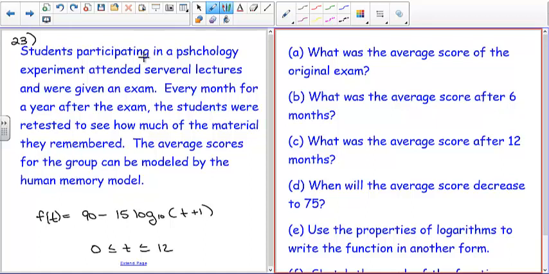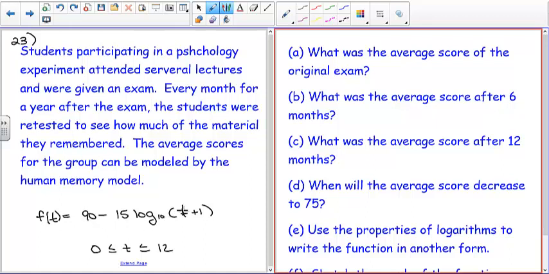Students participating in a psychology experiment attended several lectures and were given an exam. Every month for a year after the exam, the students were retested to see how much of the material they remembered. The average scores for the group can be modeled by the human memory model. So this is the score. So at t equals 0, you'd have 0 plus 1, and the log to the base 10 of 1 is 0. So this says that the initial score is a 90.